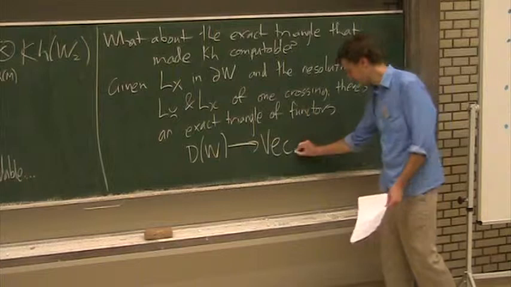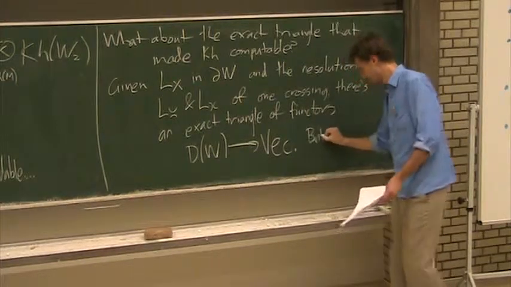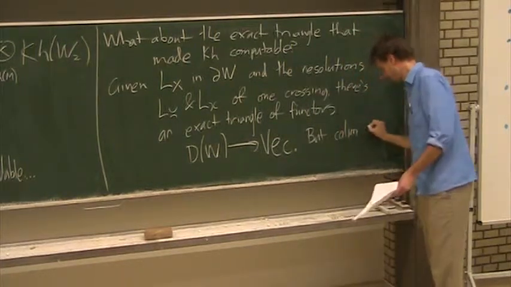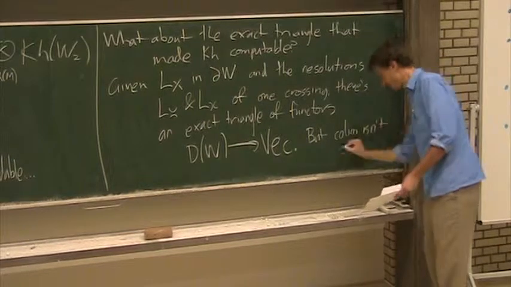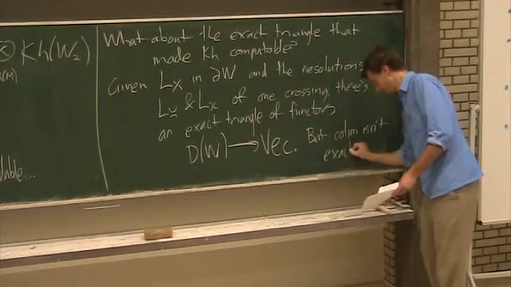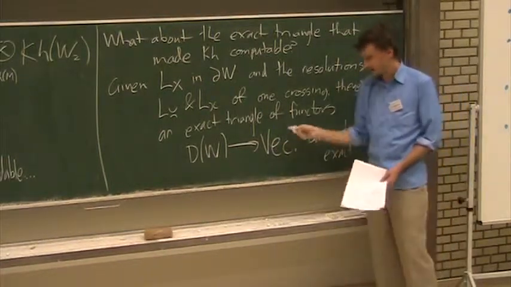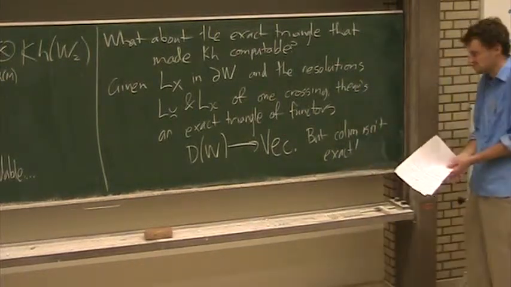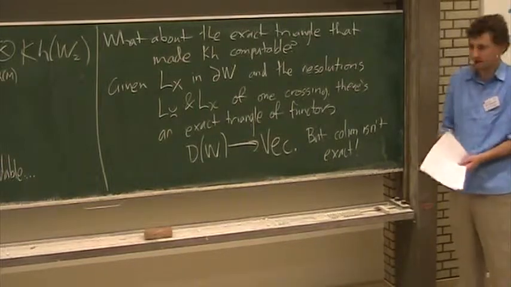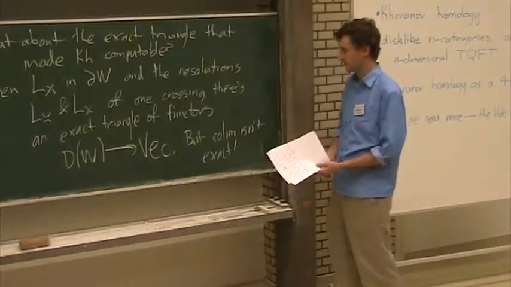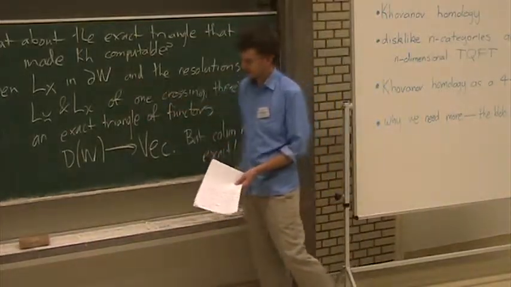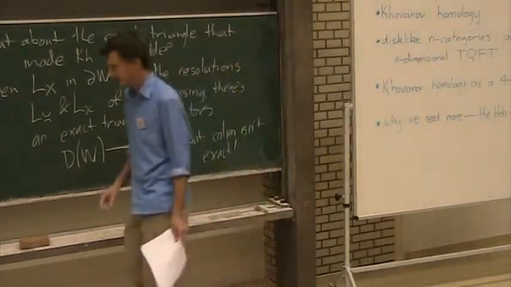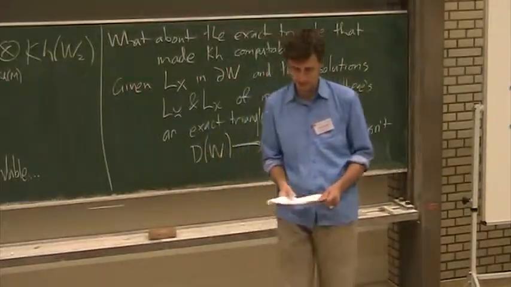Okay. But for the kernel, it's easier. So even though you have an exact triangle amongst the functors here, as soon as you take a colimit and get the TQFT invariant, you just lose everything. There's no longer any relationship between the vector spaces for the three different tangles, and well, that's bad news.